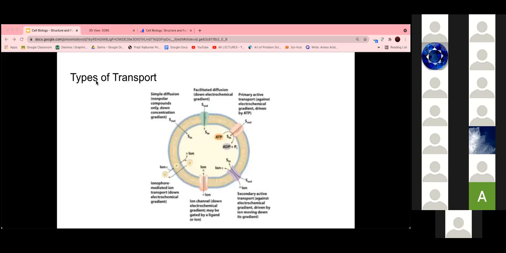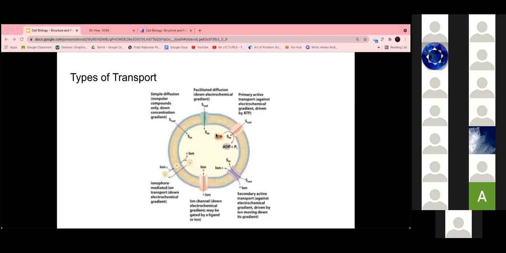Molecules will diffuse down their concentration gradient, which means that they'll diffuse from a higher concentration of molecules to a lower concentration of molecules. And passive diffusion includes simple diffusion through the membrane, which is seen right here down the concentration gradient, facilitated diffusion through a membrane protein, which is seen right here, and also with ion channels right here, and ionophore mediated ion transport, which uses molecules that bind reversibly to ions, and then these molecules go into the membrane, deposit the ions, and then come back out, grab more ions. And this is also down the electrochemical gradient of the ions. So it's also passive.